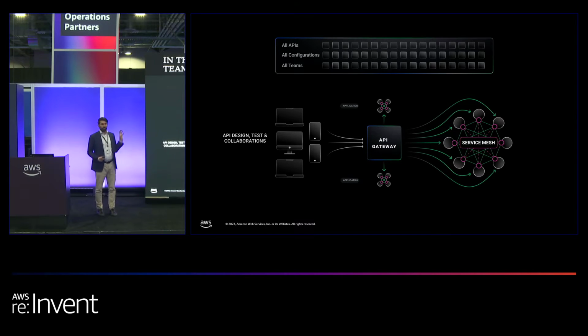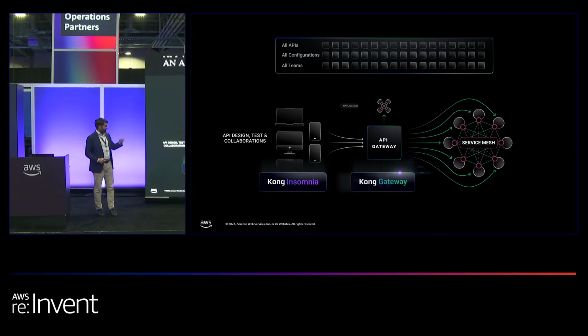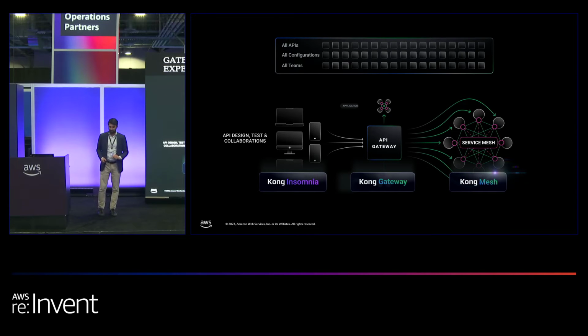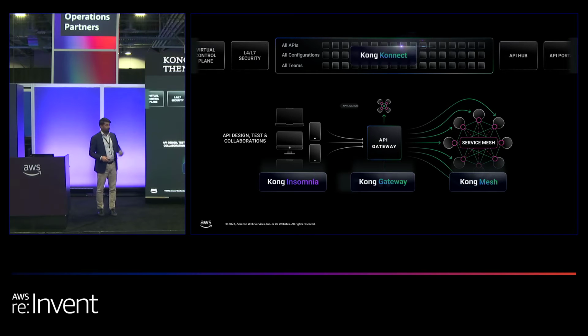At Kong, we serve this API vision with an API platform. An API platform that delivers the API developer experience with Insomnia, that delivers the gateway API management experience with Kong Gateway, and Kong Mesh for Service Mesh. And then finally, that platform is being delivered in the cloud with Konnect.